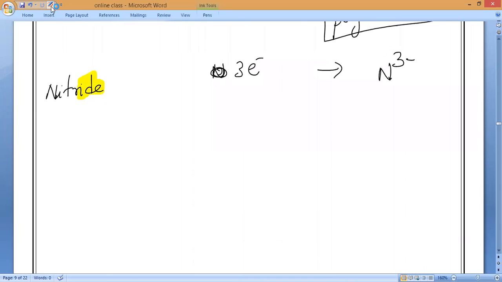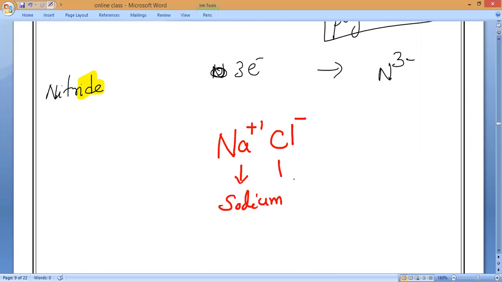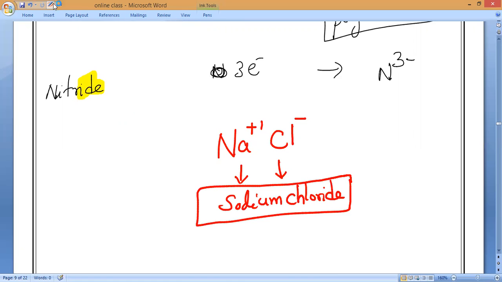For example, the best example we can take: sodium will donate 1 electron, chlorine will receive 1 electron, and they will form a compound. Can anybody tell me the chemical compound name? Sodium ion is sodium only. And what is the name of the chlorine ion? Chloride. So what is the name of the compound? Sodium chloride. That's all it is. Are you clear, everybody? That is what you have to remember.